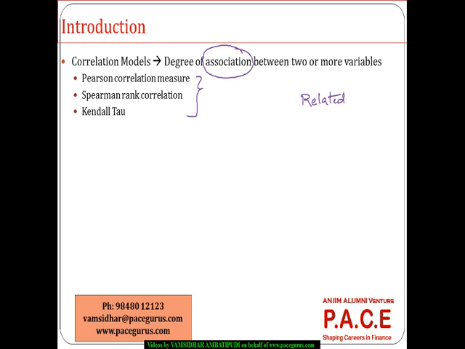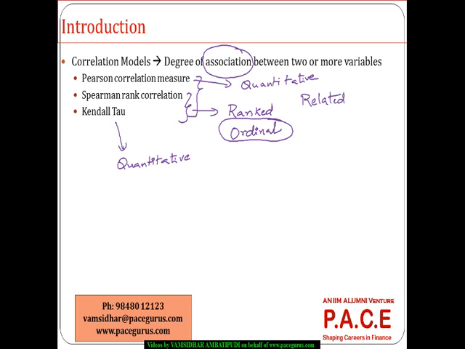The most common one, which we always keep seeing, is the Pearson correlation measure, which is more applicable if the data is quantitative in nature. Whereas we have the other two, Spearman's rank correlation as well as Kendall's tau, which are generally applicable if my data is ranked or ordinal in nature. Though I can apply both of them to quantitative, ratio scale data as well, there are a few limitations. But they really are a better fit for ordinal data.